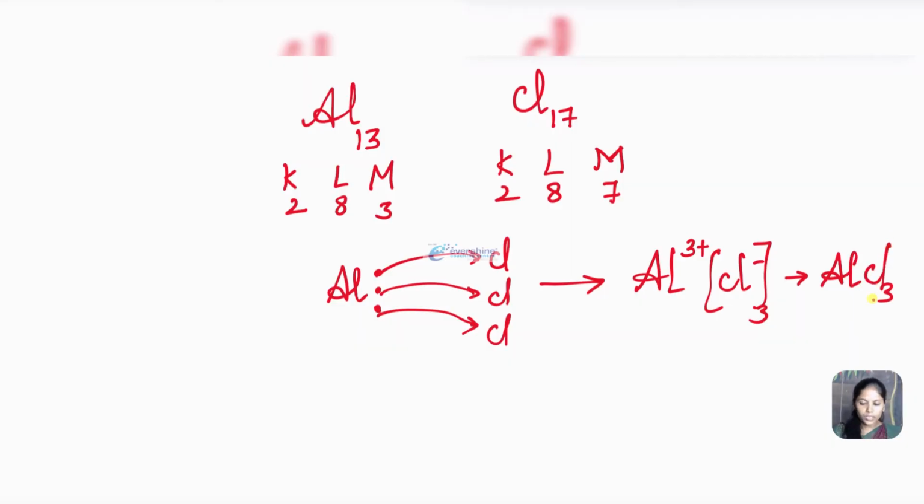This is also asked in exams. Formation of NaCl, formation of MgCl2, formation of AlCl3. So you should remember sodium has 1 extra electron, aluminium has 3 extra electrons, and chlorine has 1 deficient. So there is a transfer of electrons from metal to non-metal. This is how ionic compounds are formed.